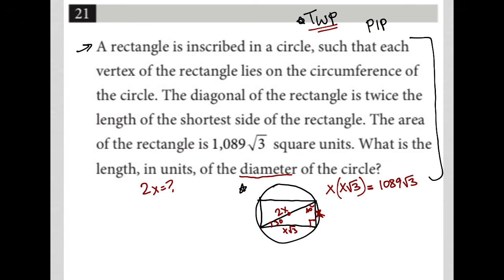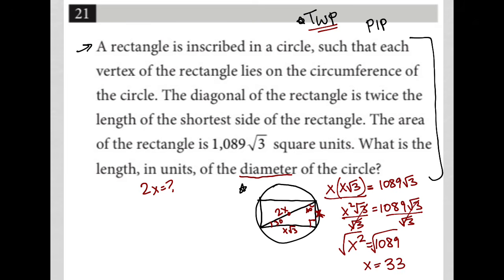So let's start doing some algebra now. So this becomes x squared root 3 equals 1,089 root 3. I can divide both sides of the equation by square root 3. So what I'm left with is x squared equals 1,089, which means I can square root both sides of this, which in fact gives me x is equal to 33. But the answer isn't 33 because we're not looking for the short side of the rectangle. We're looking for the entire diameter, which is 2x, right? So 2x is equal to 2 times 33, which is equal to 66. So our correct answer to this question is 66.